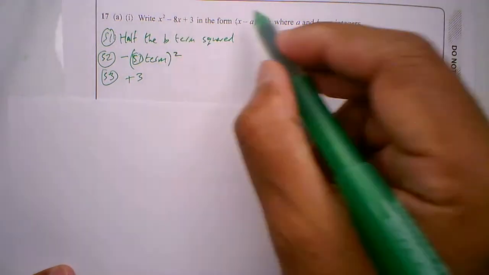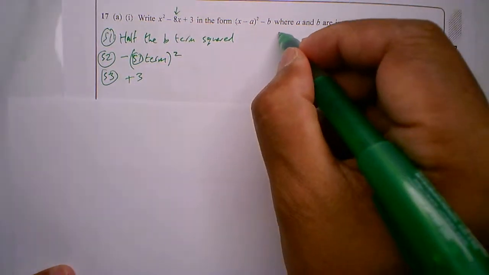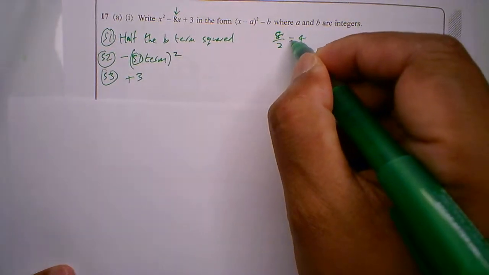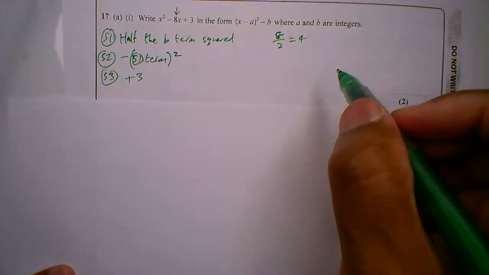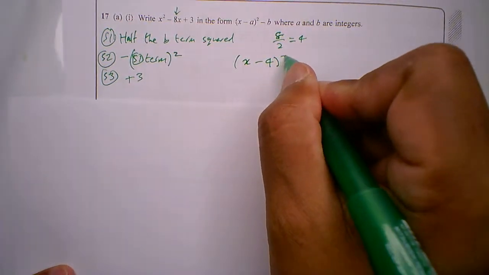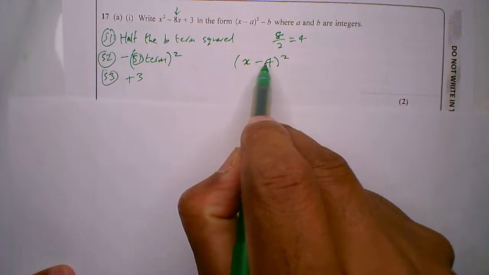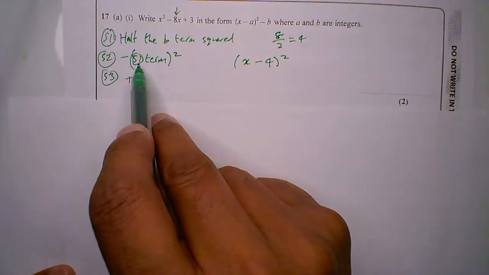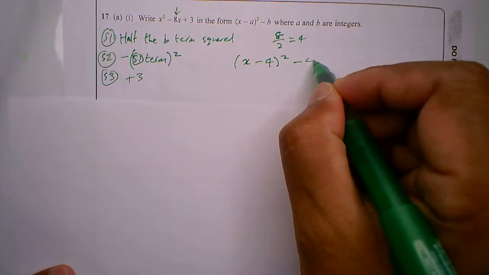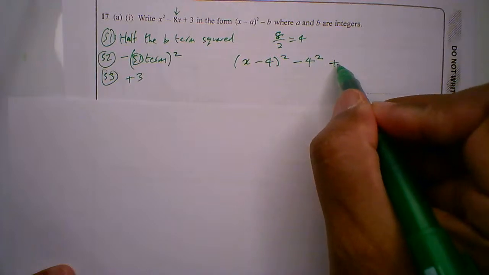So this is our b term. Half of 8 is 4. 8 divided by 2 is 4. So we've got x minus 4 all squared, half the b term. Because it's a minus, we have x minus 4 all squared. Step 2 is minus the step 1 term. So it's minus 4 squared. Hope that makes sense. And then you've got plus 3.